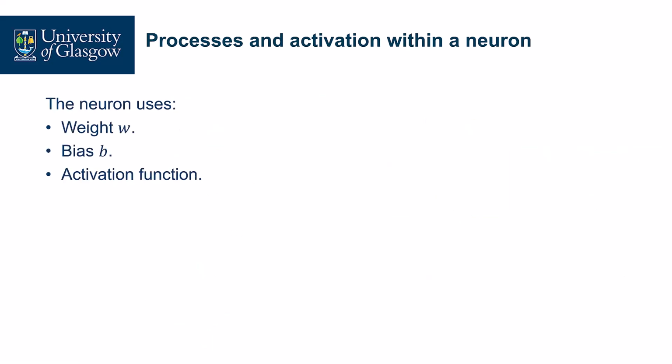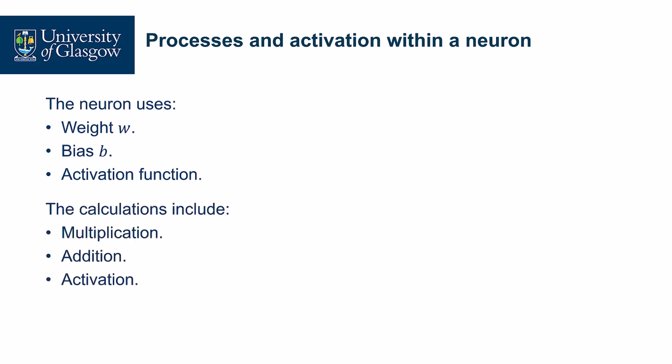Now, after knowing the activation function, we can study more how a neuron processes a signal. A neuron uses three things. First is the weight, which can come from the connection to it. There is also a bias inside the neuron, and an activation function inside the neuron. The calculation we do is multiplication, addition, and activation. Here I will show you an example.